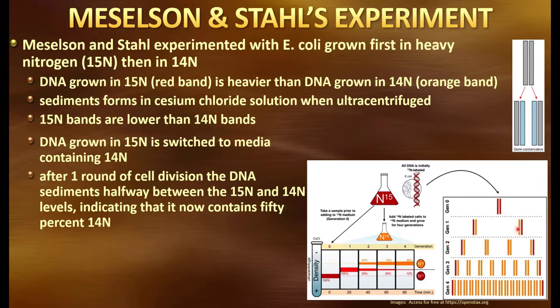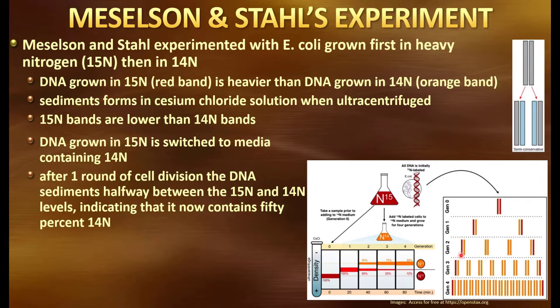The same thing is happening with this one. Both strands are N14. Here we have N15. Its new strand is N14. Now half of my DNA sample is going to be here at a combination of light and heavy nitrogen. And then 50% are going to be up here higher because they only have N14.